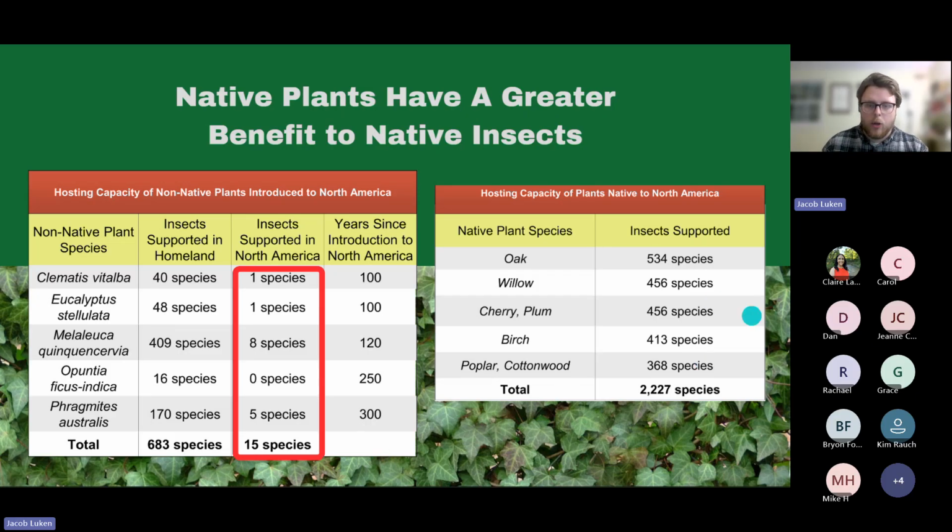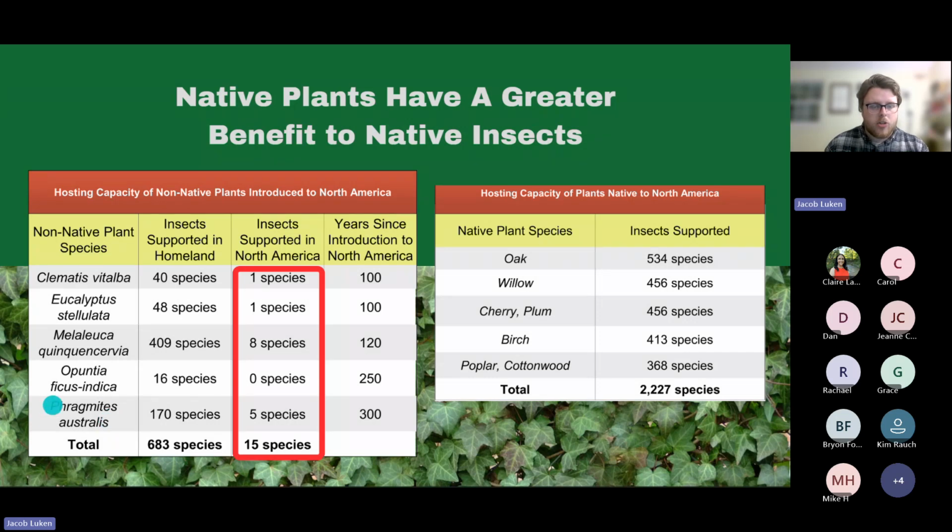And then over here on the right, we've got some native trees and the number of species that those support. And I think those numbers just kind of speak for themselves. 15 species between 5 invasives versus 2,200 species between these different native plants. And yes, it's not an exact comparison because these are trees, and on the left we do have a couple trees in here, but a lot of these are more herbaceous.